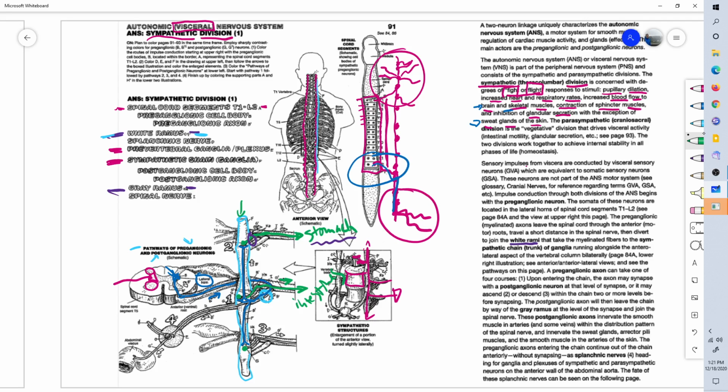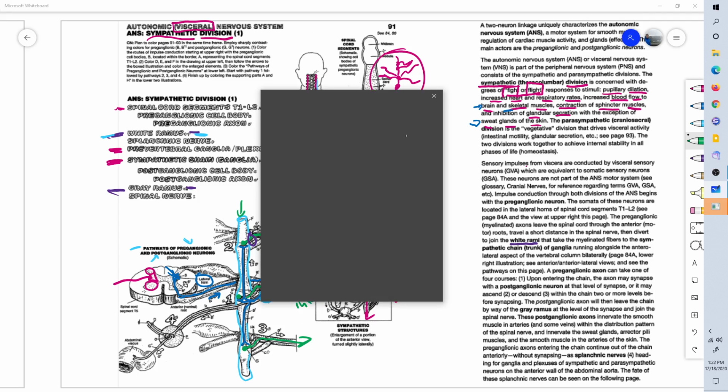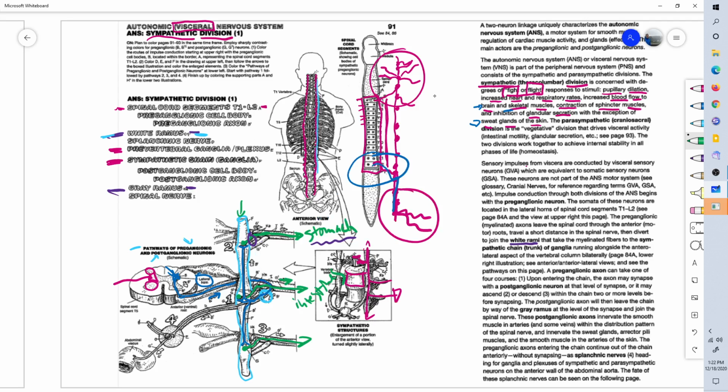Now, let's follow the path of the next lower level, assuming that it took route number 3 and went downward, down the chain. And here comes the postganglionic neuron after it synapsed with the preganglionic neuron, leaving the gray ramus and outward to its destination. Maybe that's the bladder, a sphincter in the bladder. Maybe it's telling the urinary sphincters to tighten up so that you do not urinate while you are in fight or flight mode.